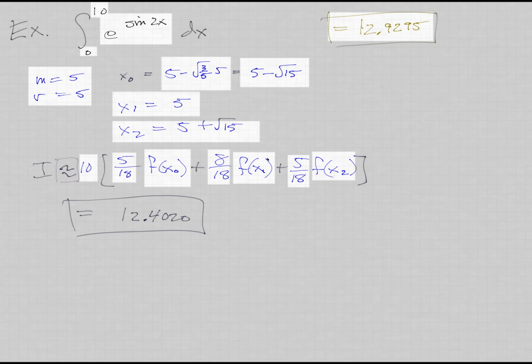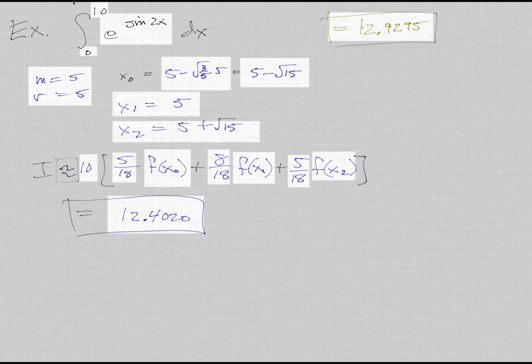And I worked this out with MATLAB, and it came out to be 12.4020. Okay, that's not so good. It's not even quite accurate to two significant digits. It's really only accurate to one significant digit, but nevertheless, it's not that bad when you consider that we only used 3 sample points.